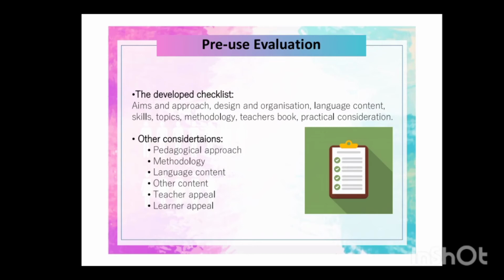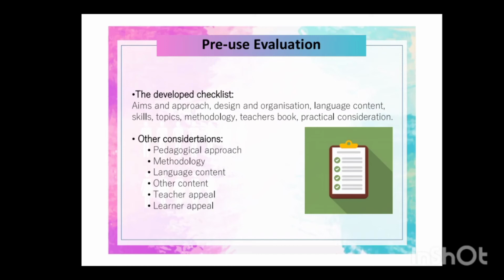So we have to check also the text and the linguistic input that is given in the textbook. We have to check whether the language content is suitable to our students' needs and to our students' proficiency level. We have to remember not to choose textbooks which are too difficult for our students. So we have to consider the language content and the difficulty level in relation to our students' proficiency.